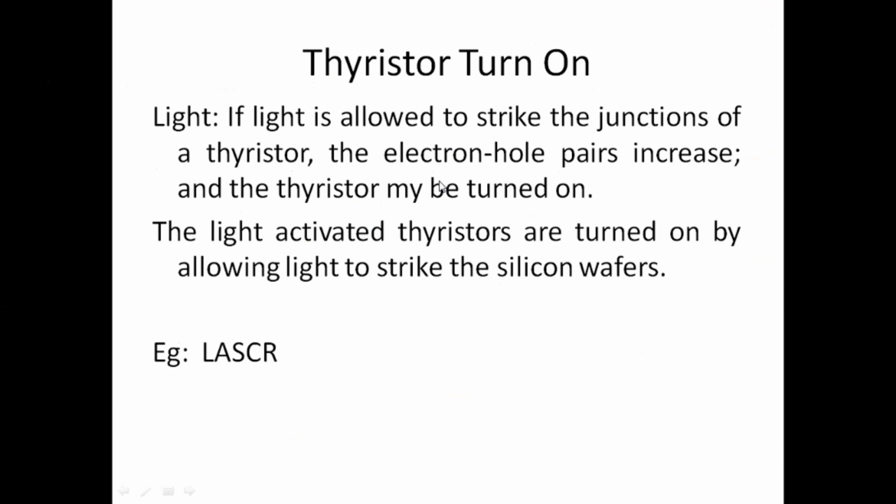We have learned that when electron-hole pairs increase, more carriers are available in the junction J2. What happens automatically is a positive feedback effect, because of that the anode current will increase, and finally the SCR will turn on.